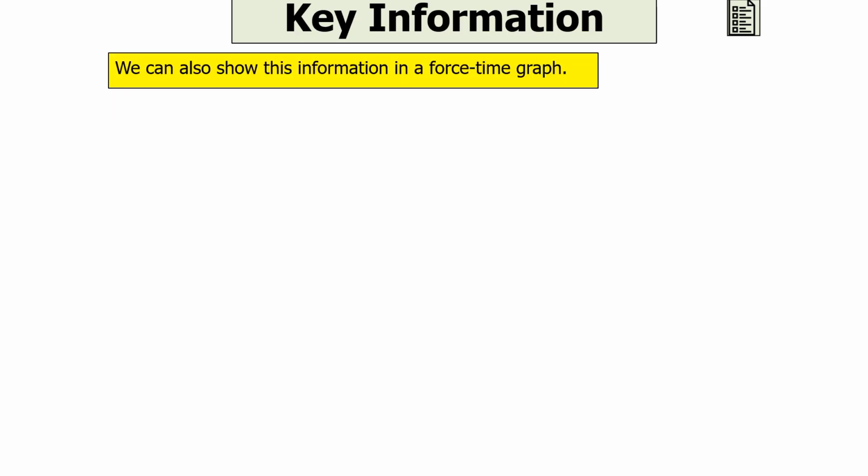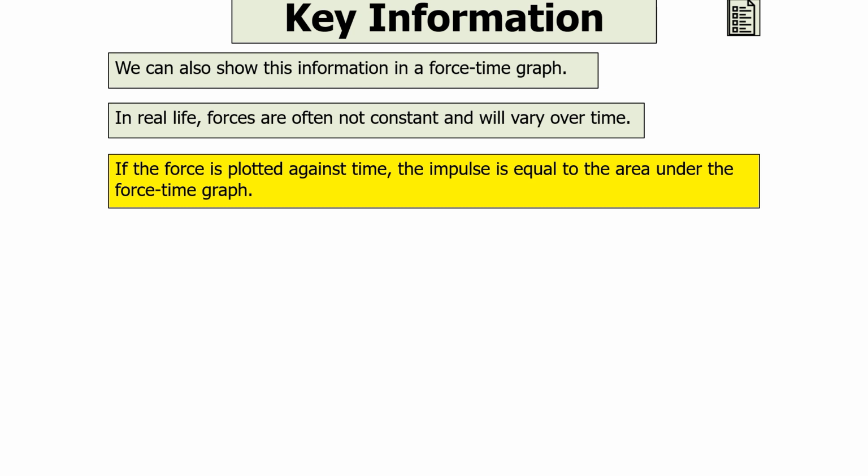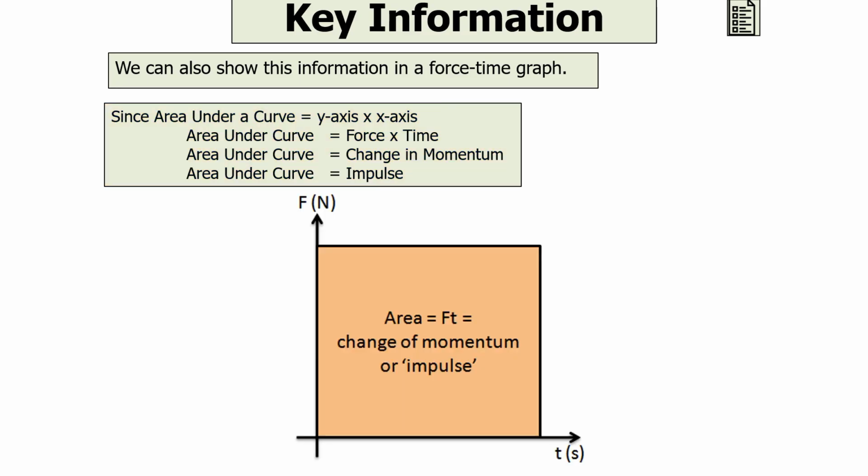Now we can also show this information in a force time graph. In real life, forces are often not constant and will vary over time. So if the force is plotted against time, the impulse is equal to the area under the force time graph. Now since the area under a curve is the y-axis times by the x-axis, it's force times by time, which as we know is the change in momentum or the impulse experienced by the object. So as we can see in a force time graph, the area under the line is going to be the change of momentum or the impulse.